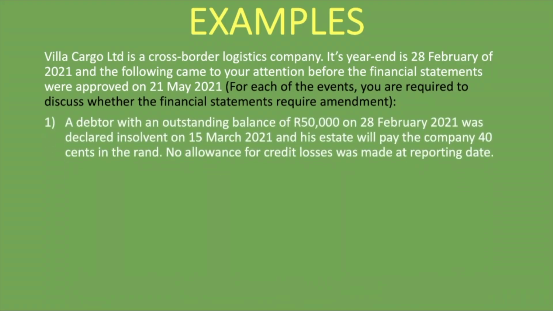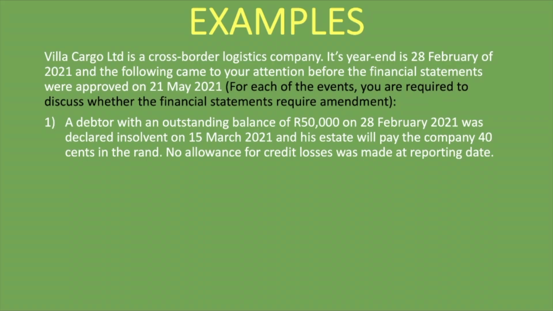And here is the first one. A debtor with an outstanding balance of 50,000 Rand on 28 February 2021 was declared insolvent on 15 March 2021, and his estate will pay the company 40 cents in the rand. No allowance for credit losses was made at reporting date. So what you can do here is pause the video, attempt to make an explanation of what you would do here, whether it's an adjusting event or a non-adjusting event, and you can attempt to say, if it's an adjusting event, what will we do exactly, or what amounts do we need to make an adjustment to. So after you read each of the scenarios before I explain what the solution is, then you can attempt it and continue the video and gauge your understanding.